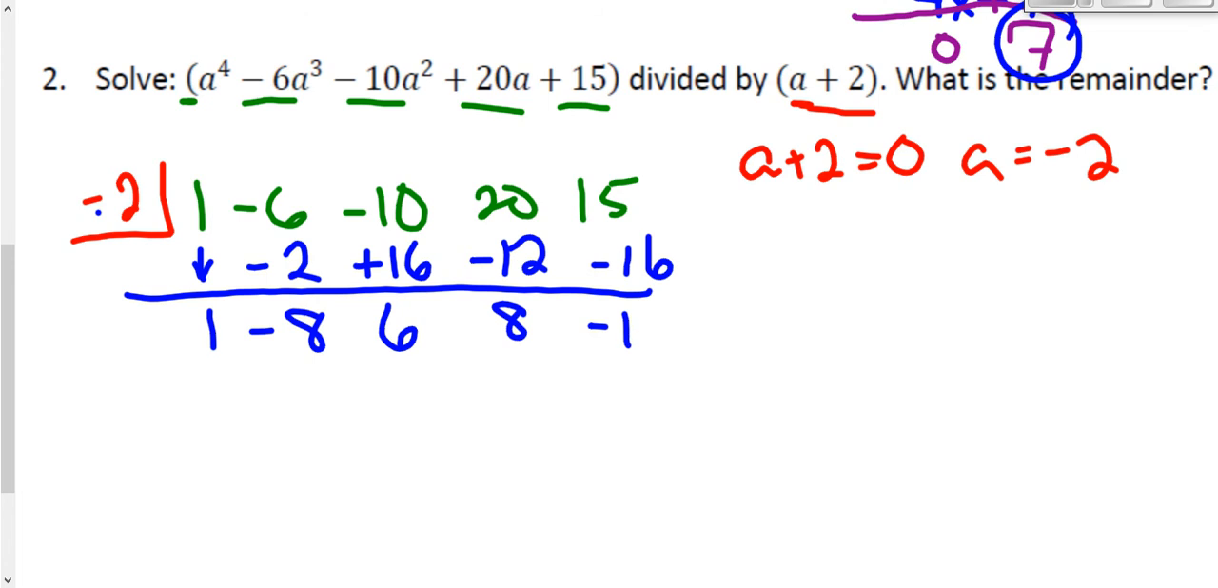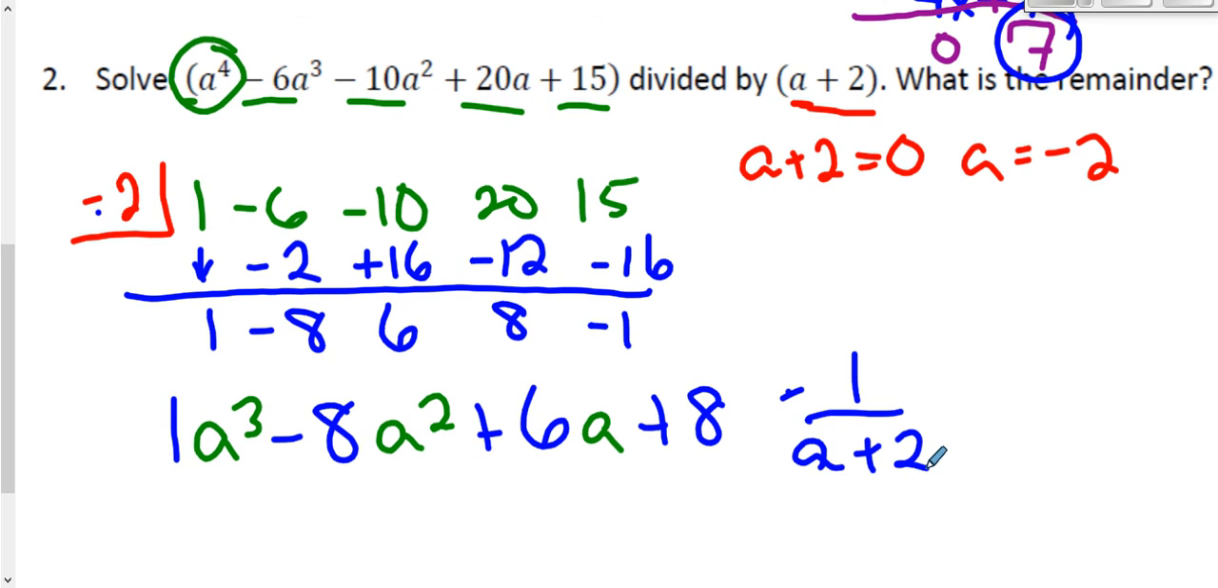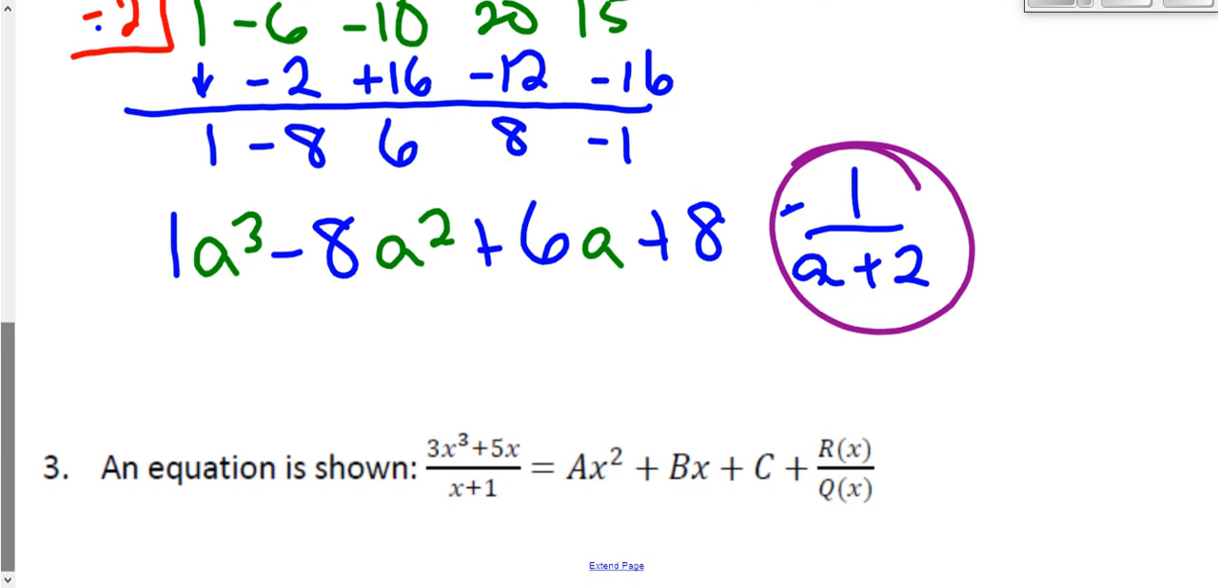Again, the first power I had up here was a to the 4th power, so this is going to be a to the 3rd to start my result. 1a to the 3rd, which is just a to the 3rd, minus 8a squared, plus 6a, plus 8, minus 1 over the thing I was dividing by, a plus 2. And this question is just asking for the remainder, which means this would be my final answer. That's the remainder we're looking for. Let's go ahead and take a look at one more division problem.